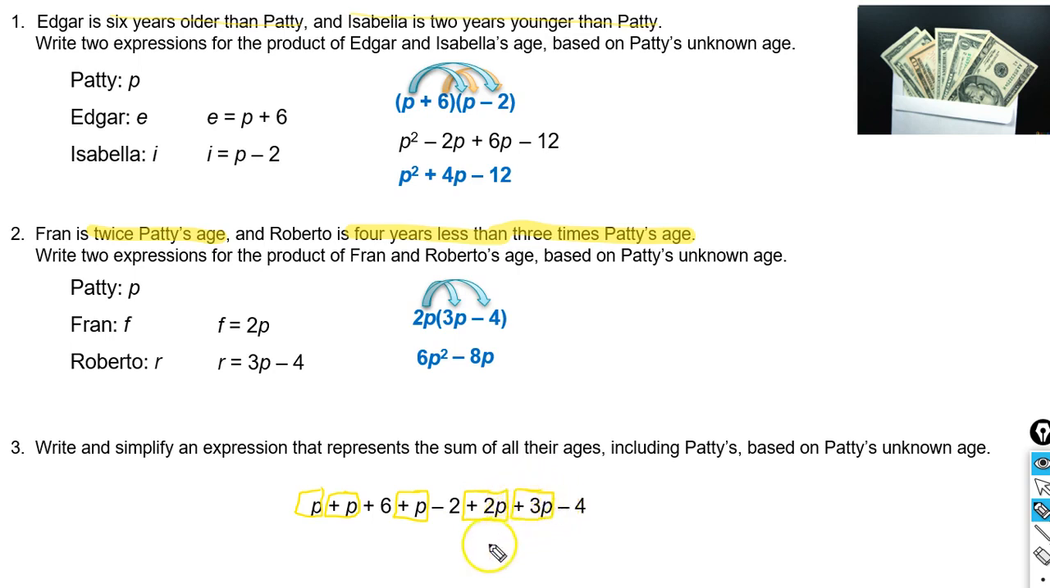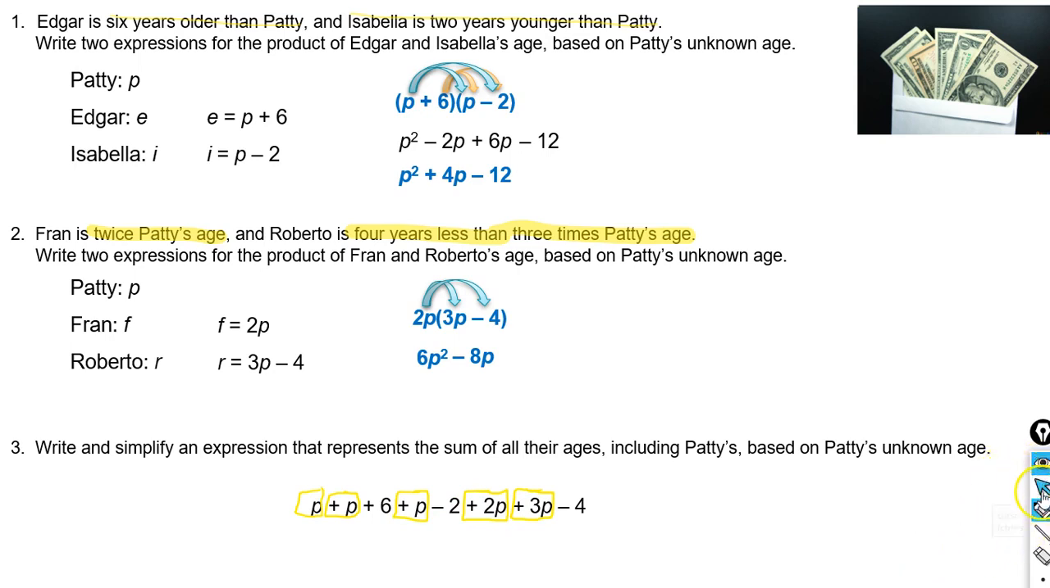Remember, terms are parts of the expression that are separated by addition or subtraction. And when we are looking to combine our like terms, we're taking the sign or the operation that's in front of the term, not the operation behind it. So now we've got 1, 2, 3, 4, 5, 6, 7, 8 P's.